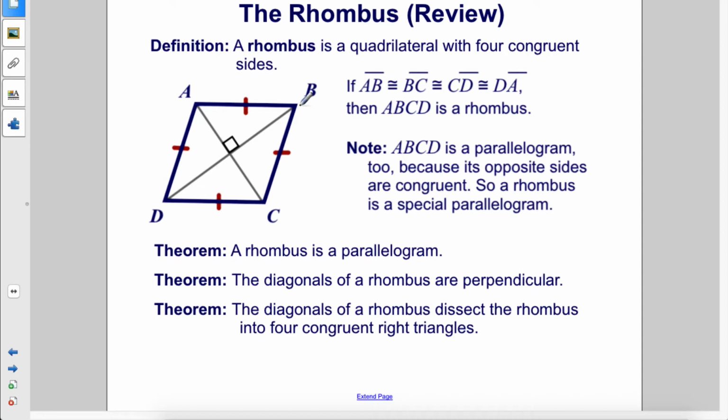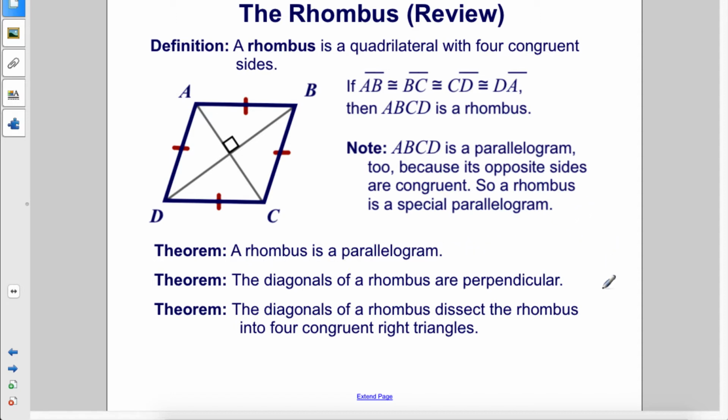If AB is congruent to BC, is congruent to CD, is congruent to DA, then ABCD is a rhombus. Note, ABCD is a parallelogram too because its opposite sides are congruent. So a rhombus is a special parallelogram. A rhombus is a parallelogram.